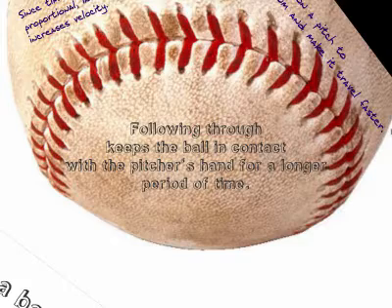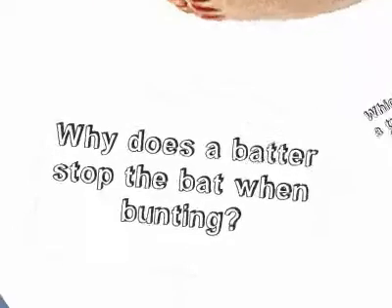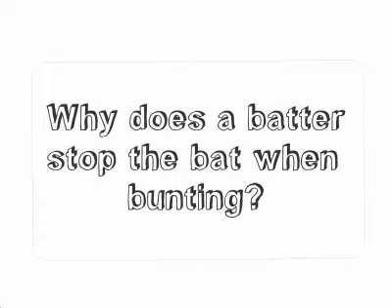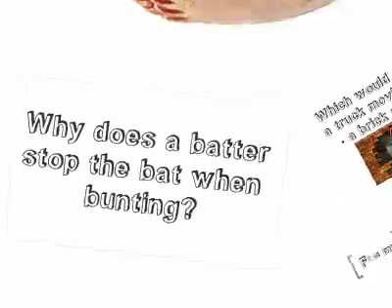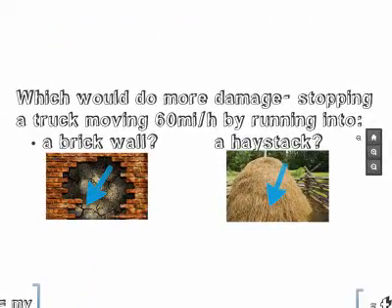Think of another scenario where this might be the case. How about the reverse? Why does a batter stop the bat when bunting? If your guess is because it reduces the amount of contact time with the ball, therefore reducing the amount of momentum, you're on the right track. Let's take a look at this scenario.